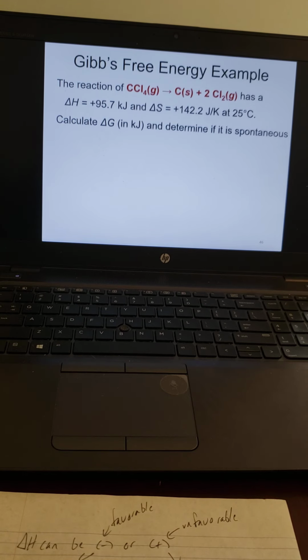Hey, if delta H is negative and delta S is positive, they're both telling you it's going to be spontaneous. Temperature doesn't matter. It's always going to be spontaneous. If delta H is positive and delta S is negative, they're both telling you it's going to be non-spontaneous. I don't care what the temperature is. It's going to be non-spontaneous, right? But in this case, you're getting two different stories. So we got to check it out.